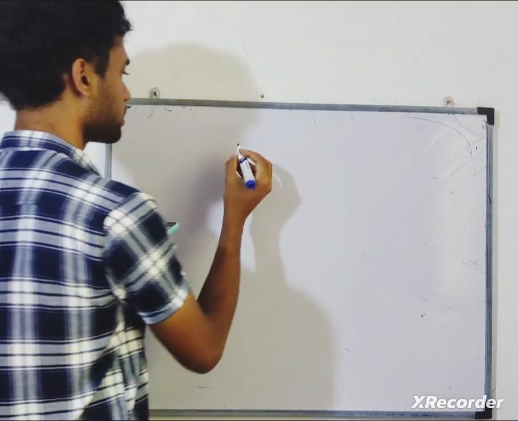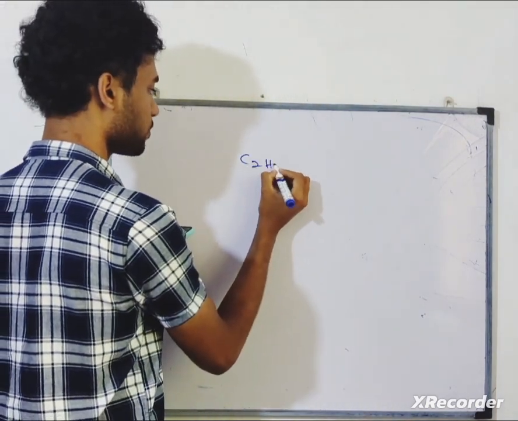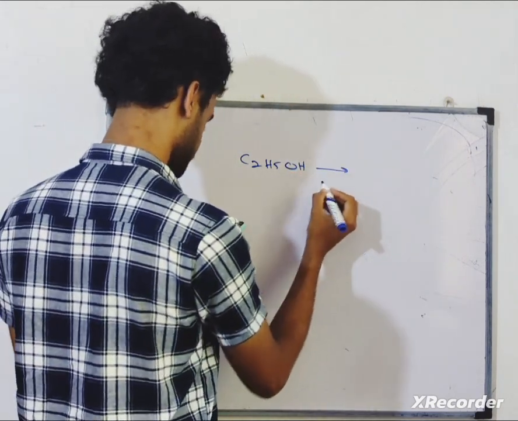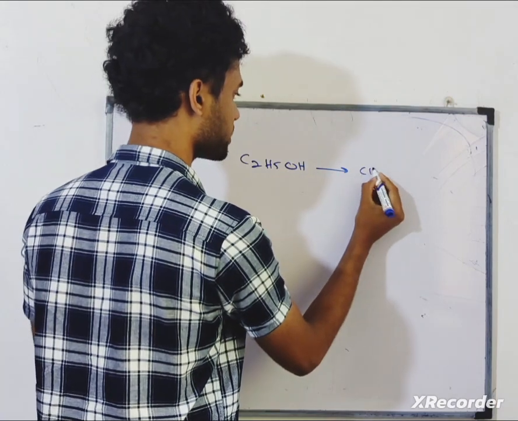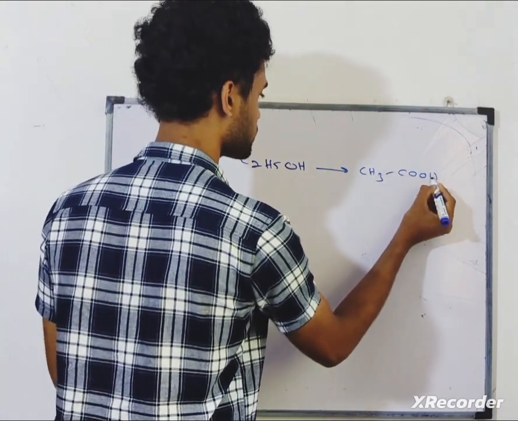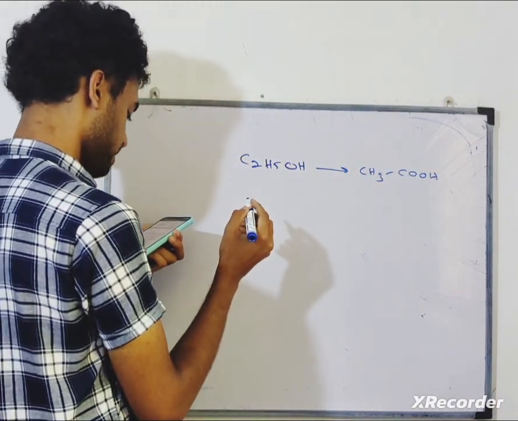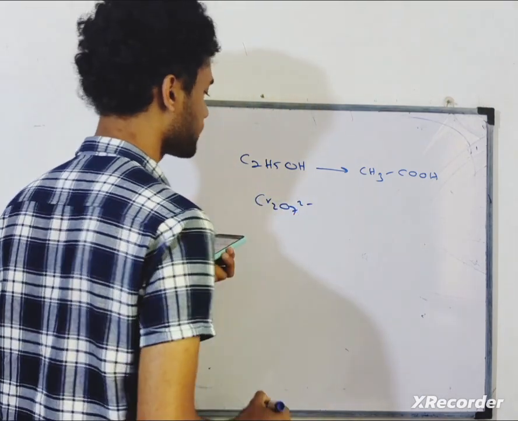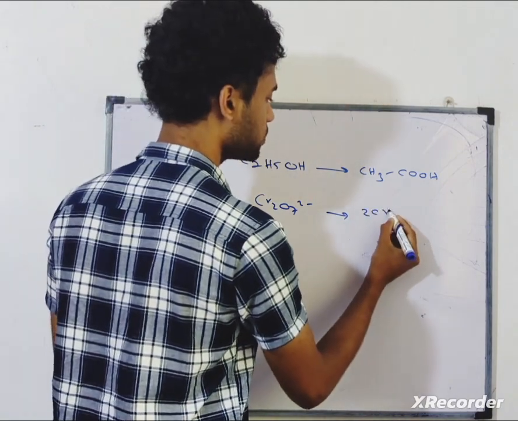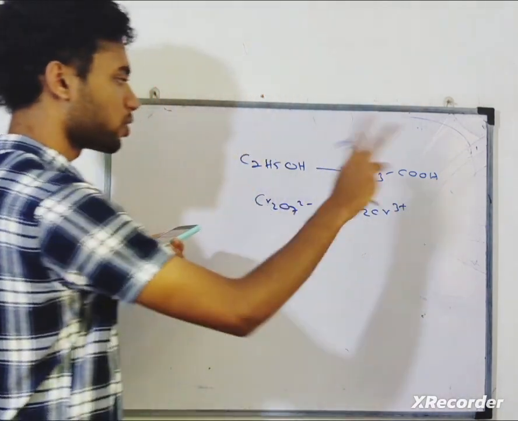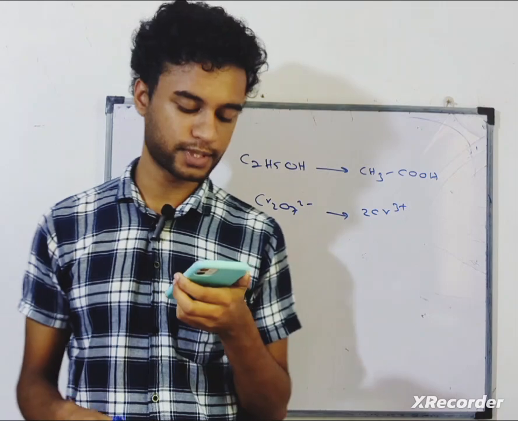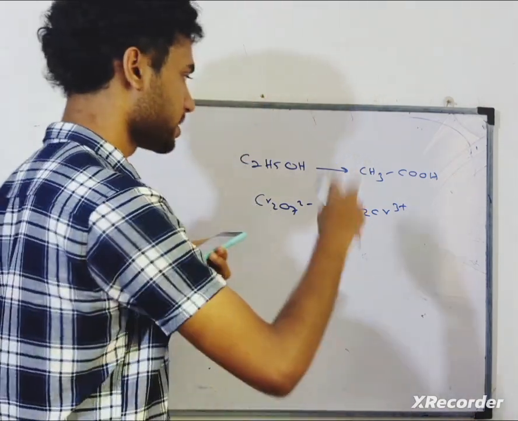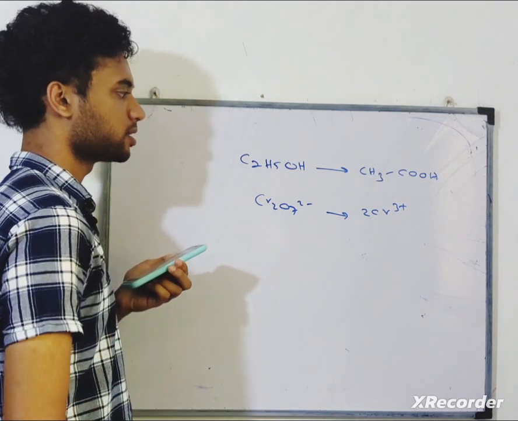Ethanol, C2H5OH, becomes acetic acid, which is CH3COOH. And here dichromate ions become 2 Cr3 plus ions. I'm not going to write water or anything because it's not necessary for the MCQ. You're not balancing this for an essay. I'm just taking the oxidation numbers of the relevant species.